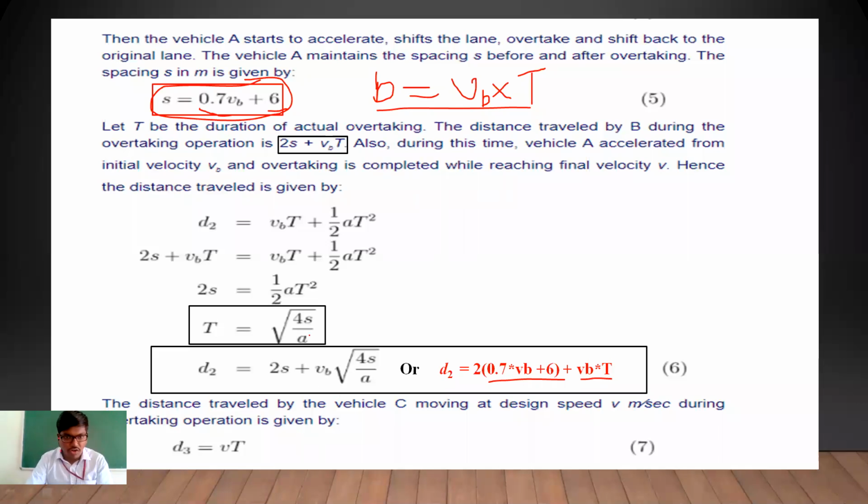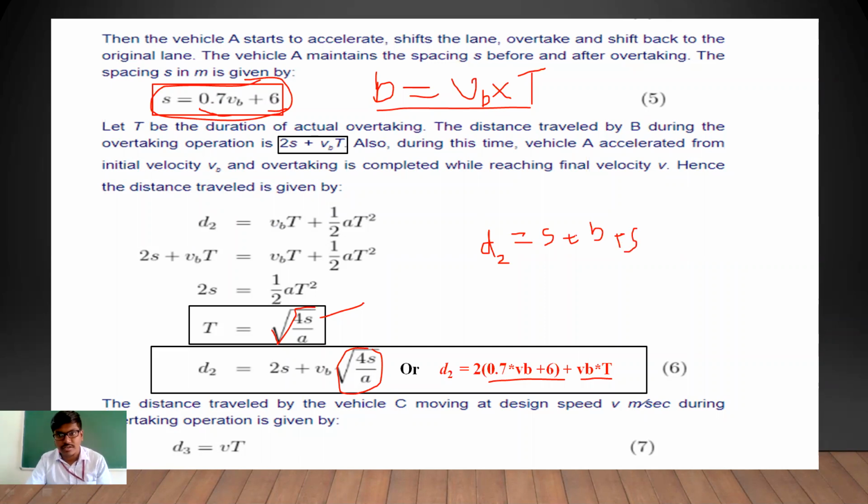Another empirical formula is also given for capital T: the square root of 4s by a. You can put that in place of T. So D2 is equal to 2s plus VB into the square root of 4s by a, or D2 is equal to 2 times the formula in place of s, and so on. You can use any of these formulas. No need to worry. Just remember the main formula of D2: D2 is equal to spacing s plus b.